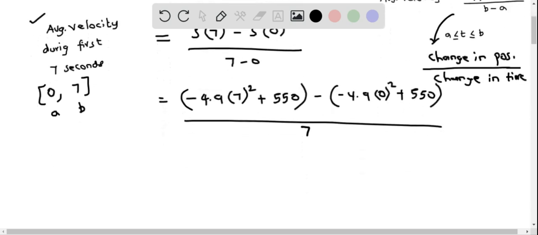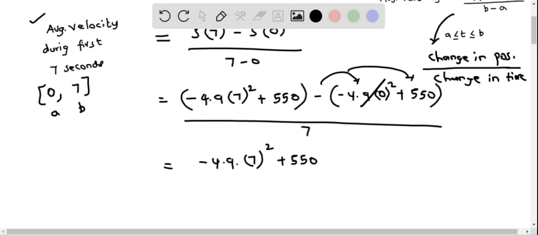So let's simplify each of the brackets. Here we have negative 4.9 times 7 squared plus 550, and we will expand this bracket by distributing the negative into the two terms inside the bracket. This negative 4.9 times 0 squared is 0, and then we have negative of 550, because negative times positive is negative, so this becomes negative 550 over 7. We can cancel this positive 550 and negative 550, they become 0.